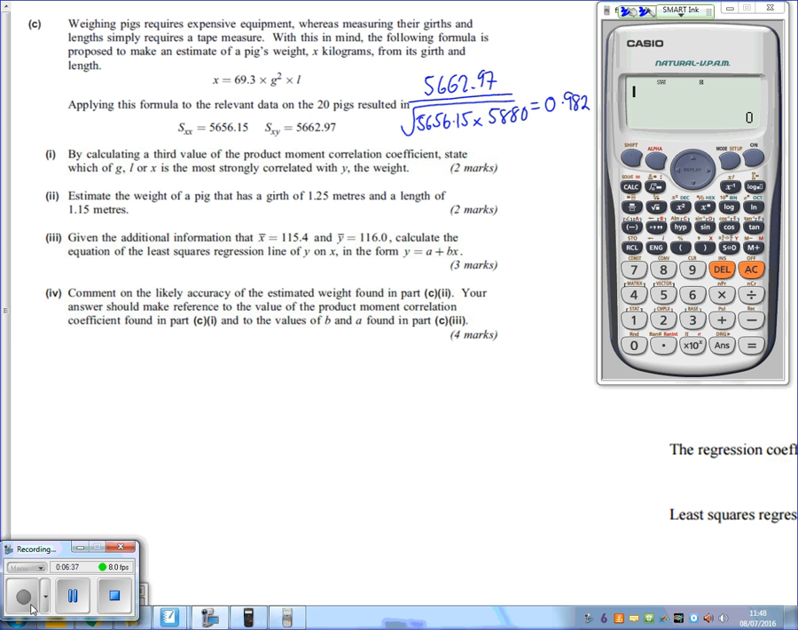So if I look back to my previous results and compare those, we can see that this is the most strong correlation. So it's the highest out of, for girth and weight we had 0.911, for length and weight we had 0.640. So X is most strongly correlated with the weight.